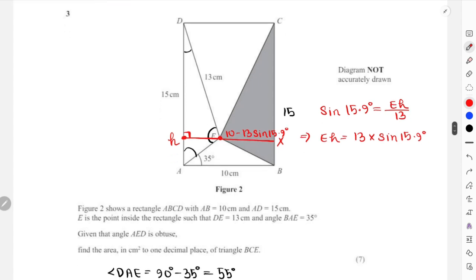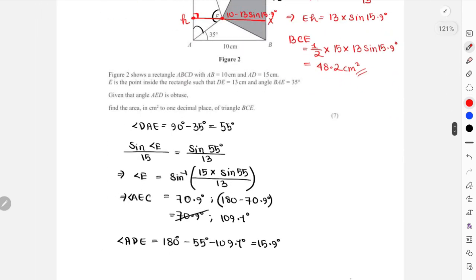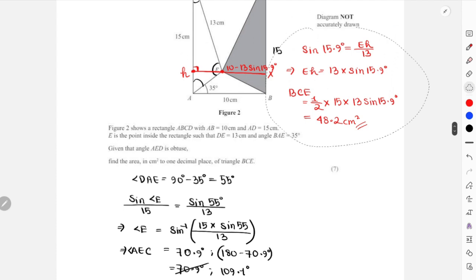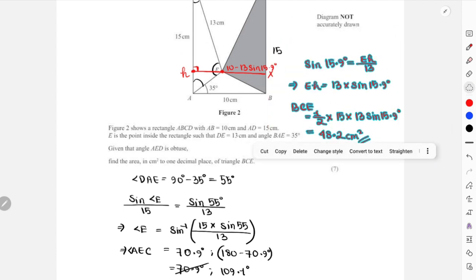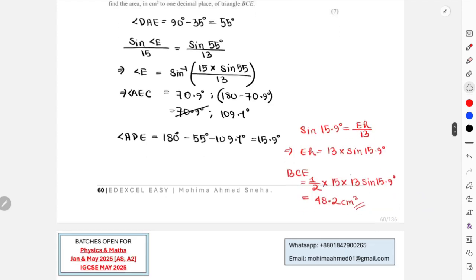After that, if the base is given and height is given, we can easily calculate the value for your triangle BEC, which is half. Base was 15, height is this 13 sine 15.9 degree. If we calculate that, the final answer would be 48.2 centimeter square, right? This is the entire process of your working. As this was the last part of your calculation, we'll take this to the very bottom over here, right? This is the last part of your calculation in this section.